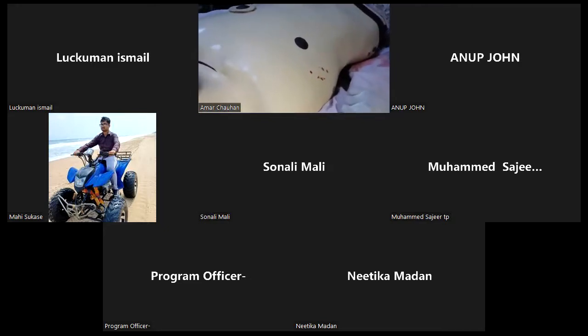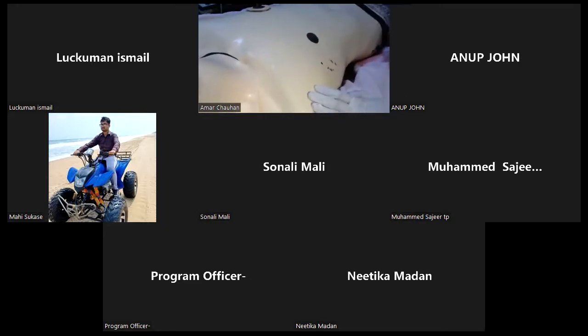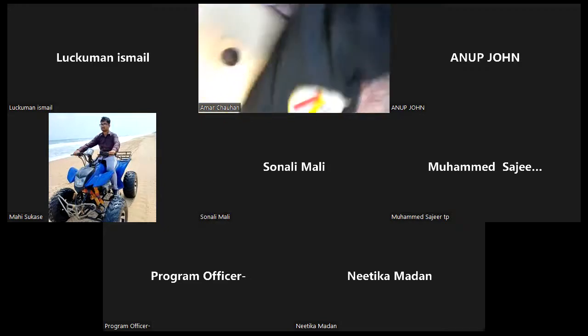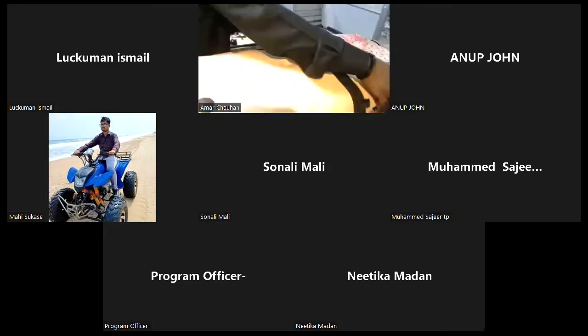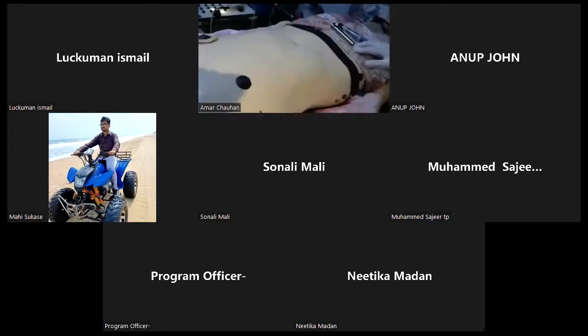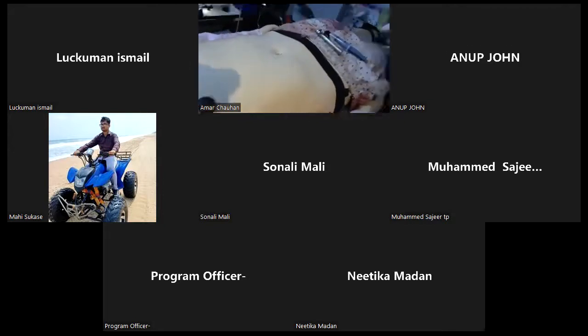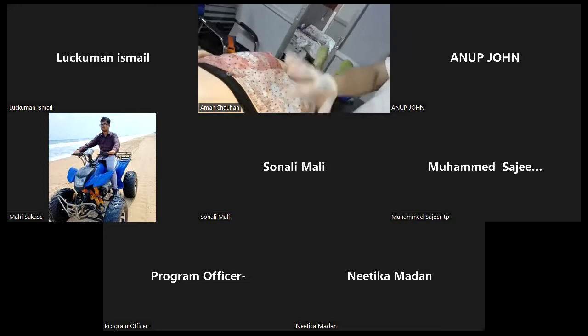Now moving to C. It has got 3 pulses. If we switch on this button, the pulse will come. It has got carotid, it has got femoral. You can feel pulses in this mannequin. And we have got DP also. Now we are going to C.